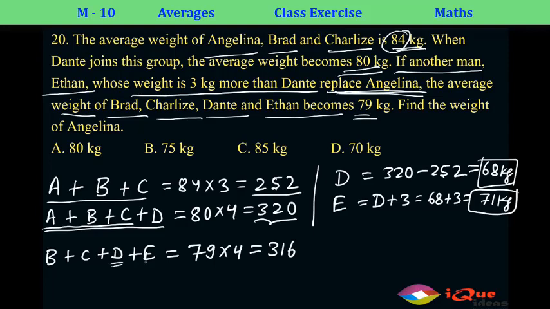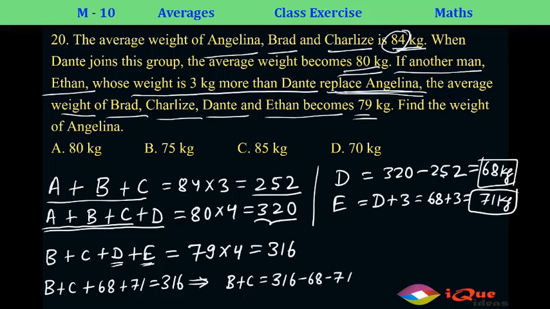Now here we already know the weight of D and the weight of E. So what we can do is put the values of D and E here. So it is B plus C plus D is 68, E is 71 and that is equal to 316. Now from here you can say that B plus C will be equal to 316 minus 68 and 71. So if you subtract, B plus C equals 316 minus 139, which is equal to 177. So we have B plus C equal to 177.